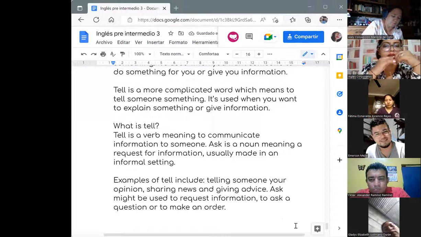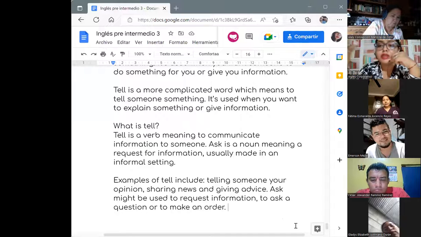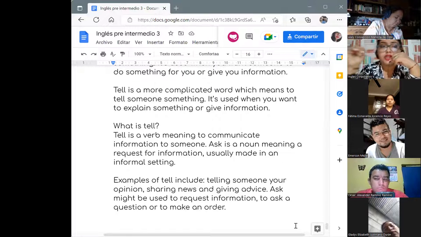So here we have some examples of things that we can do with tell and with ask. For tell, we have telling someone your opinion. That is something very normal to do when we are using the word tell. Then sharing news and giving advice. And for ask, we might use ask for requesting information, to ask a question. That is the normal thing that we know we can do with ask, and to make an order.